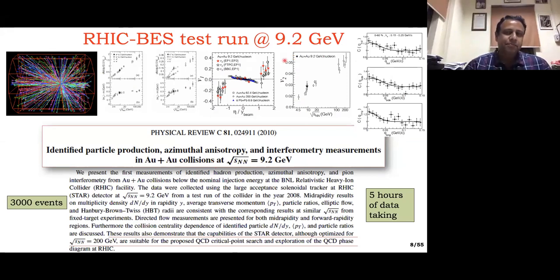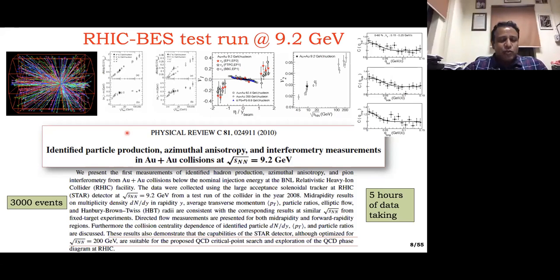At this energy, the collider showed that it can have successful operation. And here is an event display of a typical gold-gold collision in the STAR TPC. We were able to collect 3,000 good events. The data taking was about 5 hours. And through these events, we were able to make measurements of observables which are related to bulk properties, such as dN/dy, V1, V2, HBT, mean PT, and those results got published in this paper.